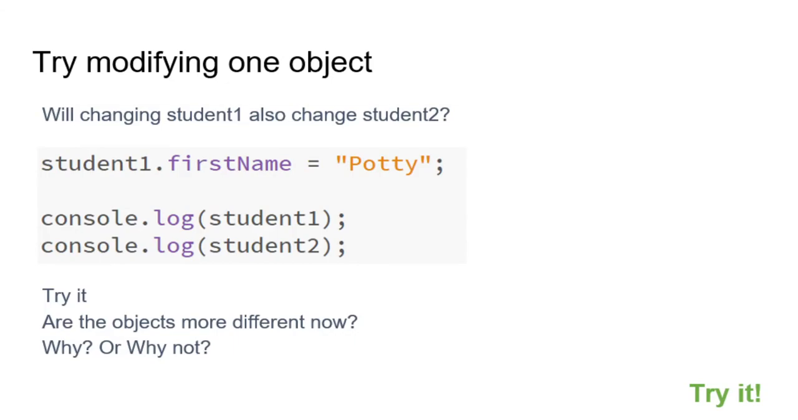What then if we change one of them? If we change student1 here, will that also change student2? So just as before, we just want to change first name of student1 and then console log both of them. What will happen then? And why or why not? Try this.